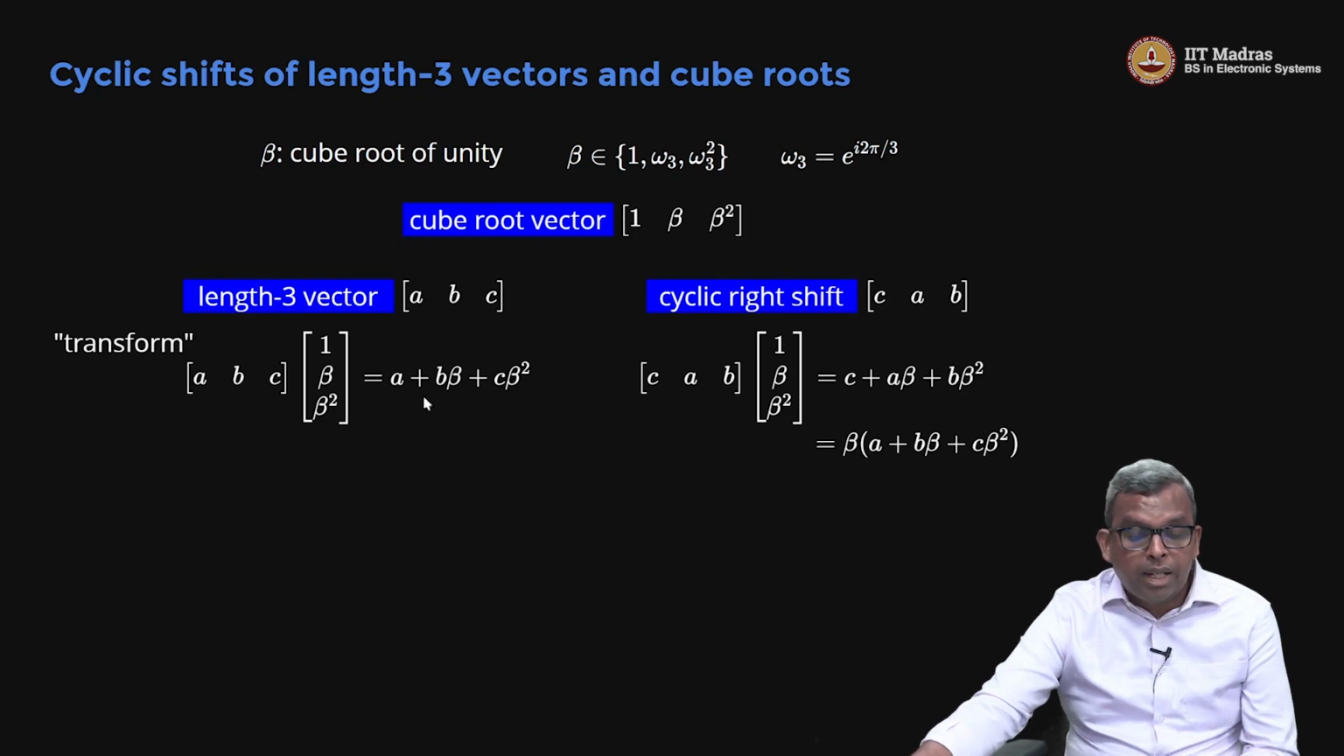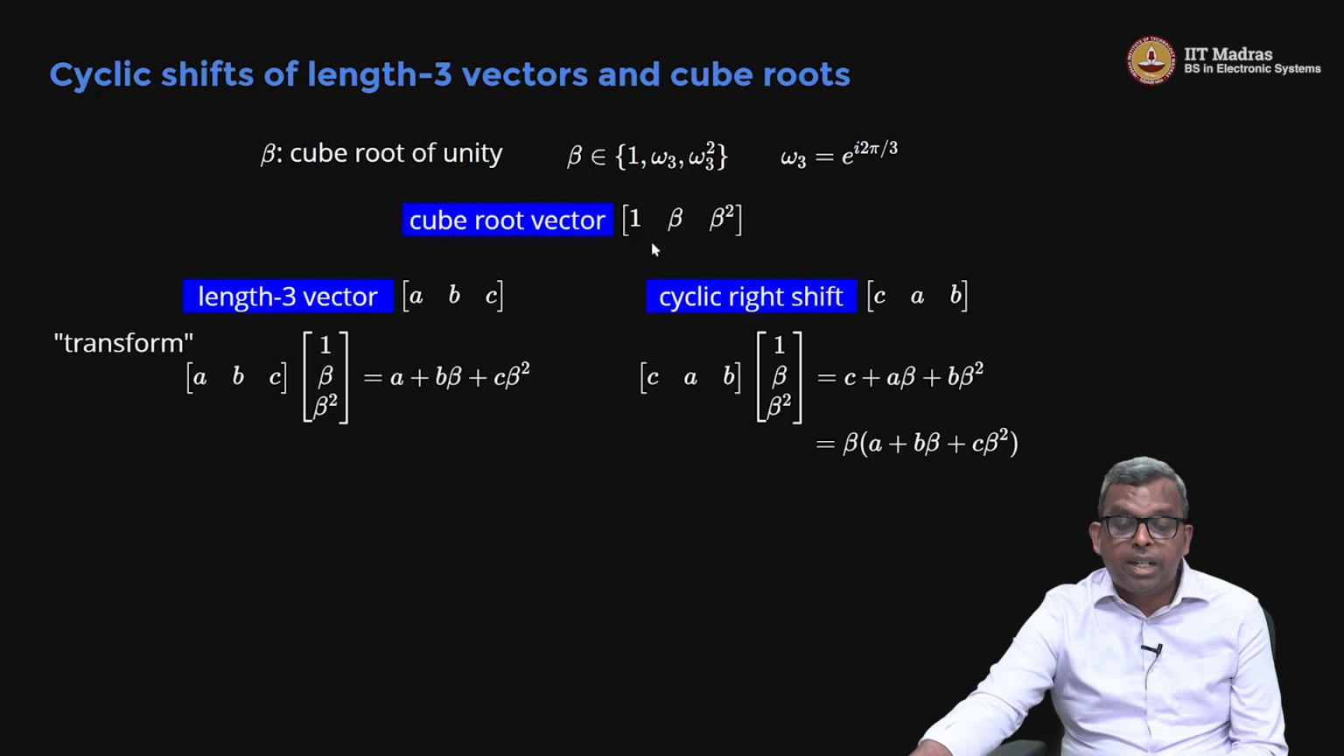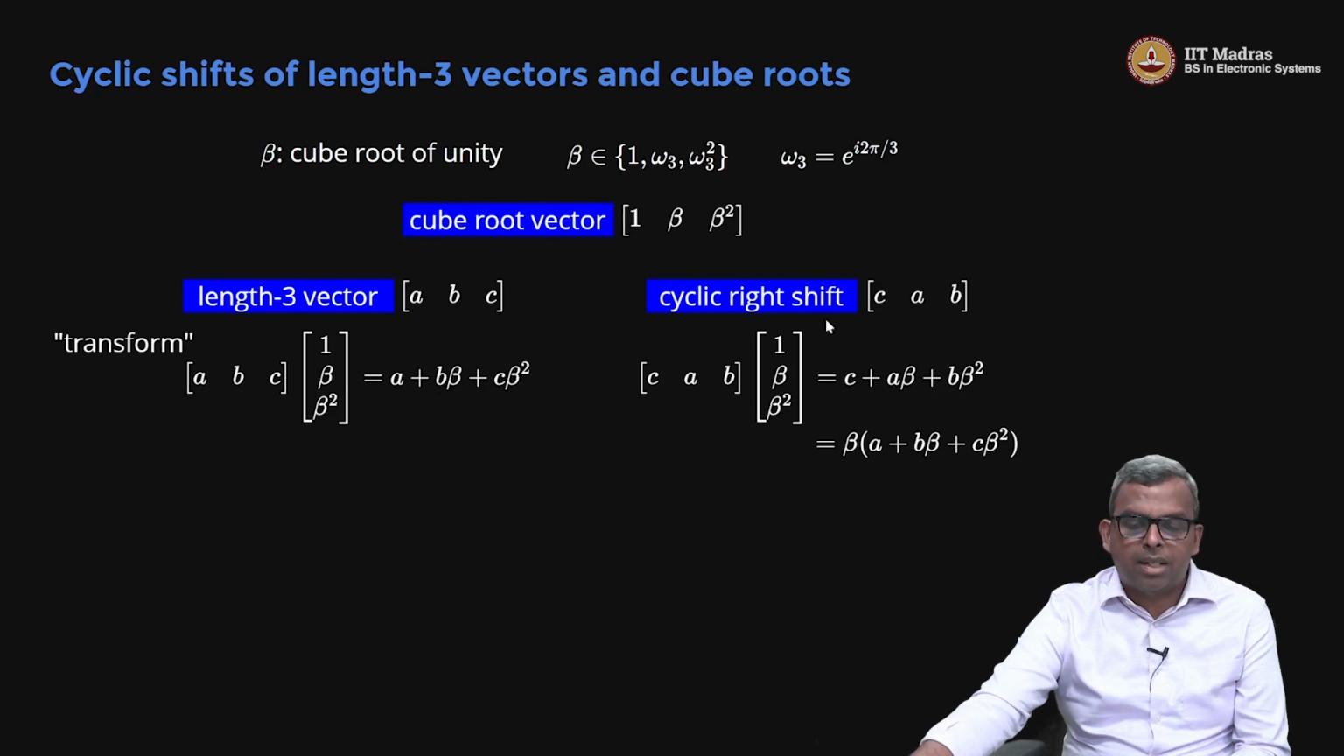Now herein comes the wonderful utility of this cube root vector and this transform. The operation of cyclic right shift in the beta transform domain is the same as multiplication by beta. If I cyclically right shift by 1, I might as well take the transform and multiply by beta and then go back to the vector. That is the crucial crux here, the nice connection between cyclic shifts and multiplication by cube roots.